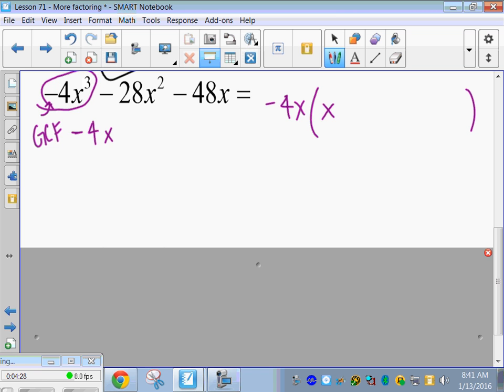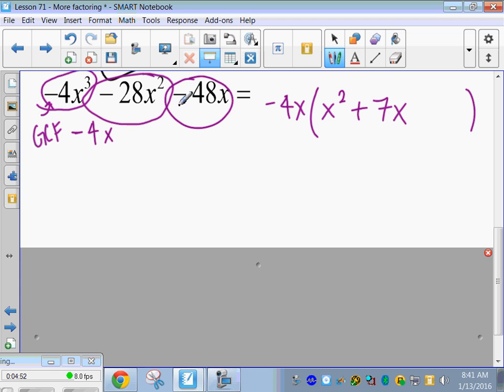Yes, very good. X squared. I take out a -4x from this. Well, I took out a negative, so that's going to make this positive. 4 times what gives me 28? And I took out an x. So how many are left? 1 of them. Okay. Now I have this guy here.